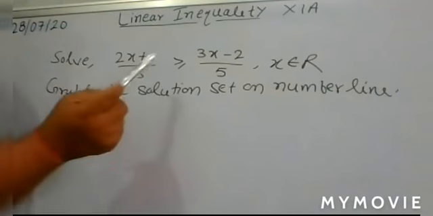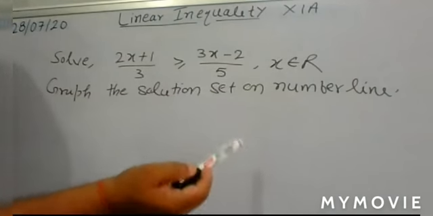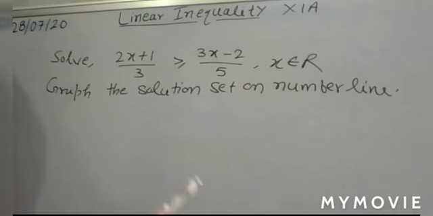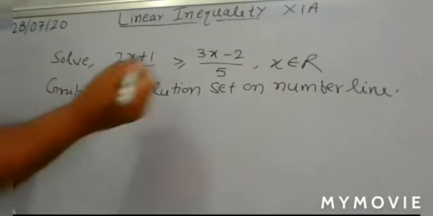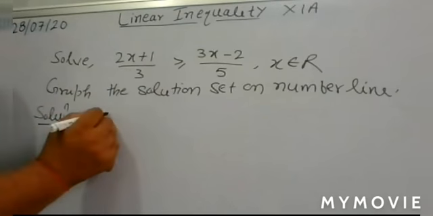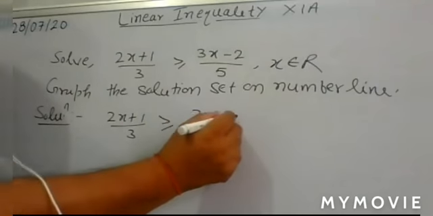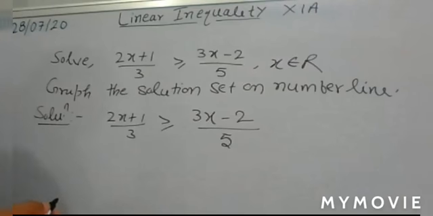First of all, you have to find the value of x which satisfies the given inequality. And here it is given x belongs to R, so no doubt your value of x will be in the form of an interval, and you also have to express the solution set on the number line. First you write your given inequality: (2x + 1)/3 ≥ (3x - 2)/5. Understand? So you write it in this way.